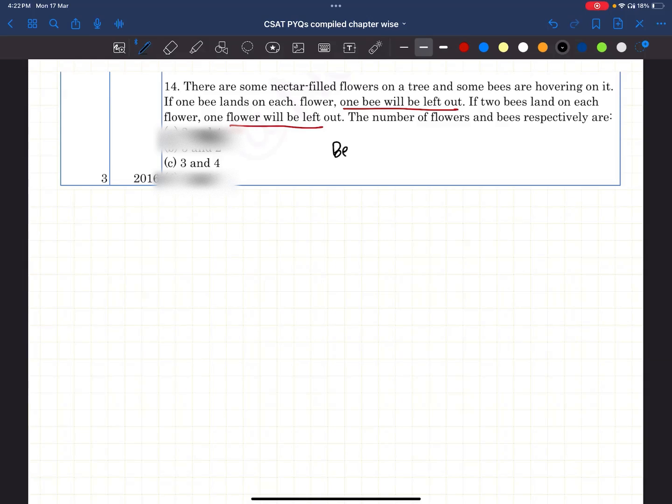Let's take bees equals x and flowers equals y. What is the first statement telling? If one bee sits on each flower, one bee is left. That means x minus 1 bees are sitting on y flowers. What is the equation? x is equals to y plus 1. That should be equation number 1.